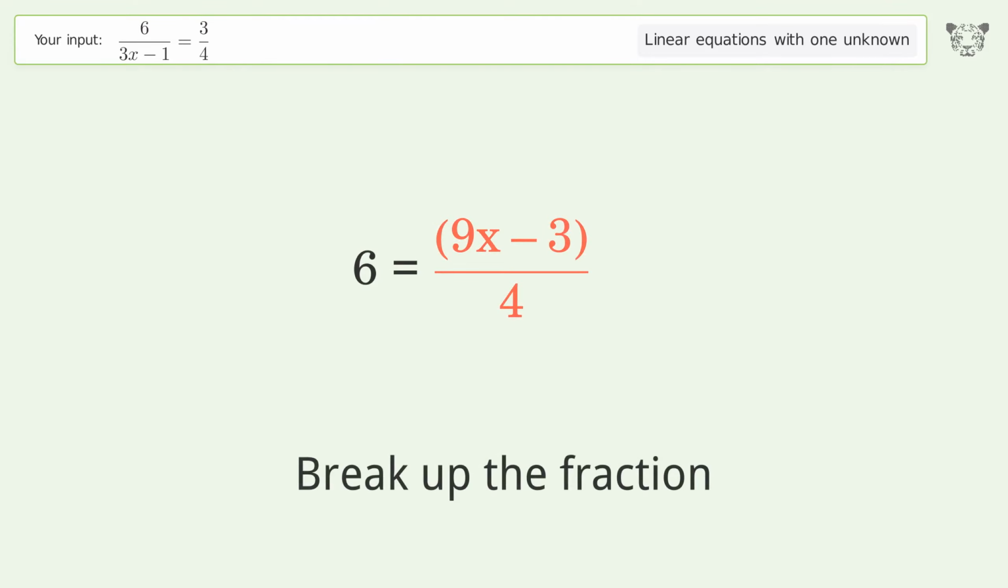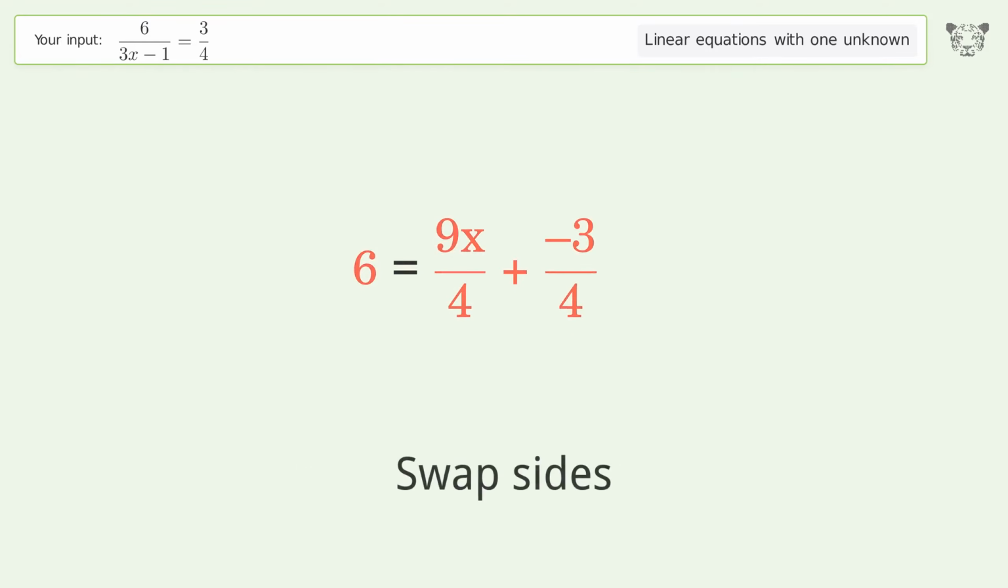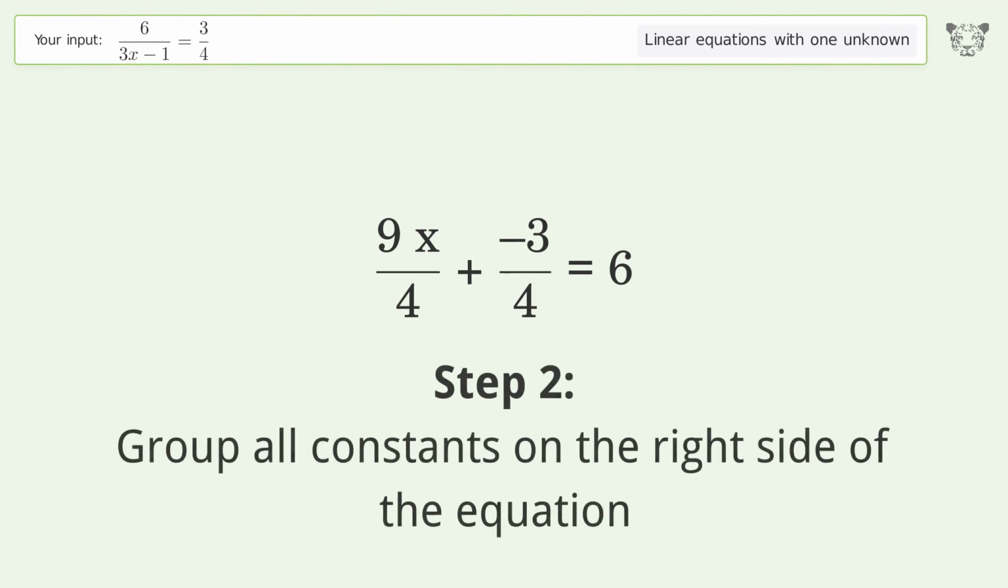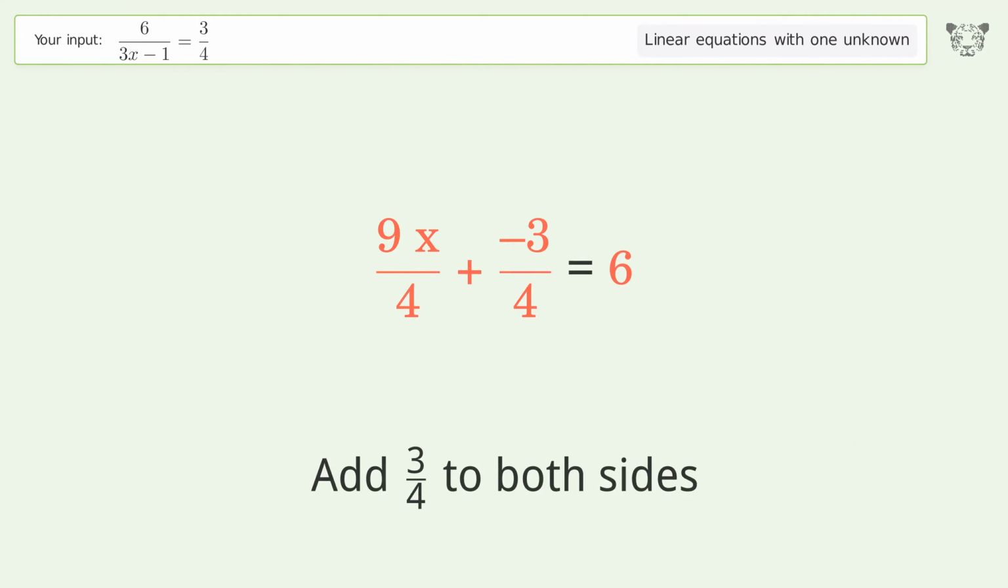Break up the fraction. Swap sides. Group all constants on the right side of the equation. Add 3/4 to both sides.